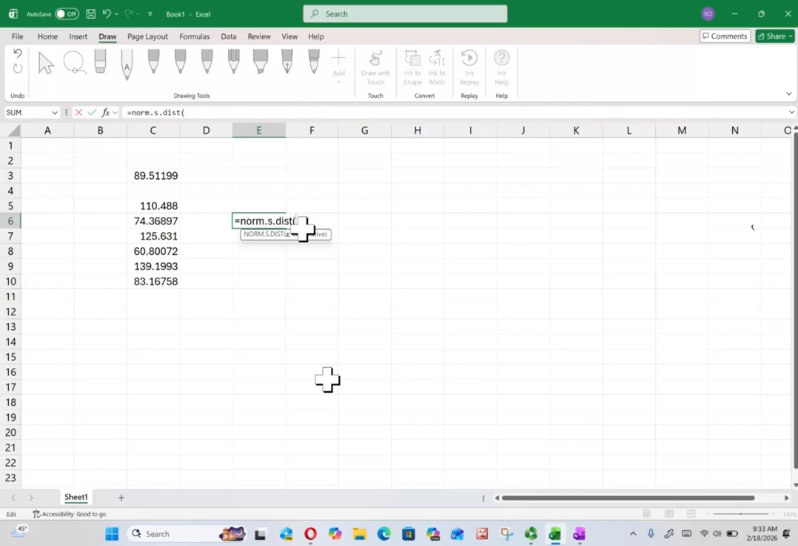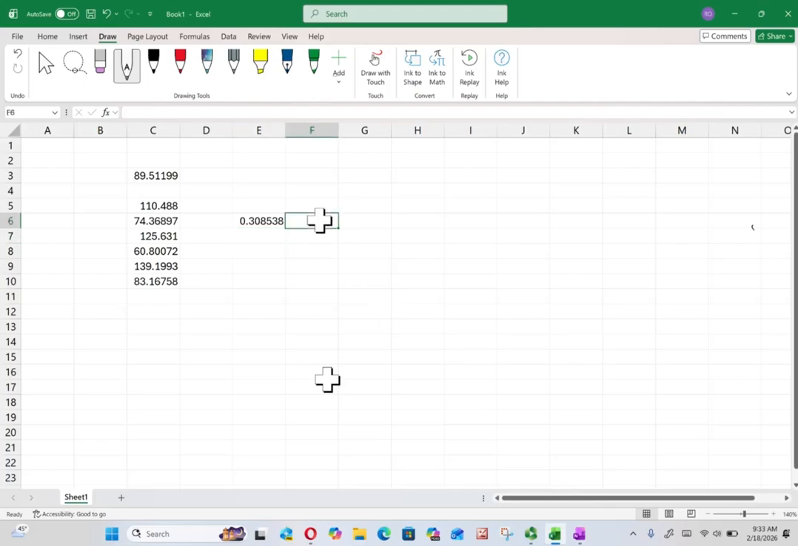So if I put in here NORM.S.DIST minus 0.5, it assumes that you're using 0 and 1, so it's only a cumulative. It's always cumulative, but you don't put in a mean or a standard deviation. Always use cumulative when you're using the normal. 90 cuts off 0.31, 31% to the left.